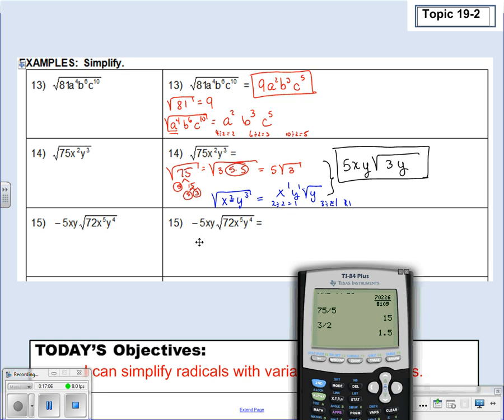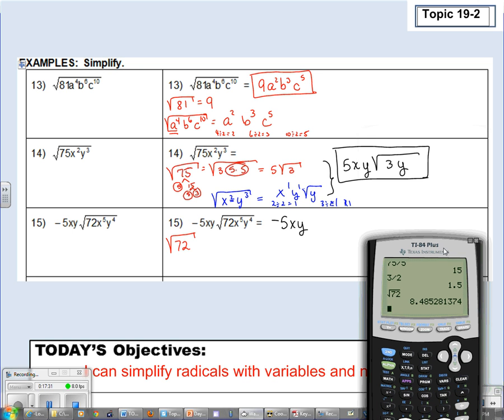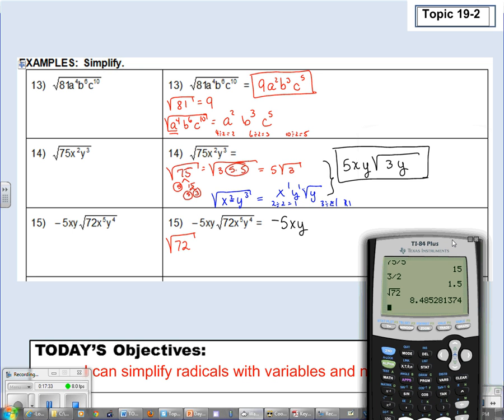15, we're getting a little bit more complicated. We already have numbers out front. So that's going to tell me that I'm going to have some numbers out front, negative 5xy. But now I need to break down my number, the square root of 72. When I do the square root of 72, again, if I don't know my perfect squares, I'm using the calculator. I get the square root of 72, press enter. It's a decimal, so it tells me we need to factor.